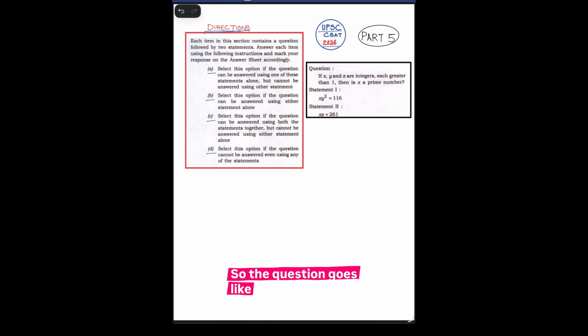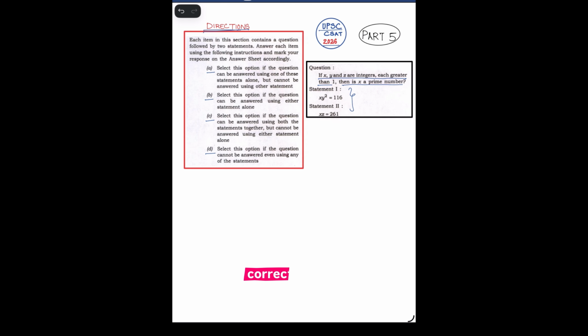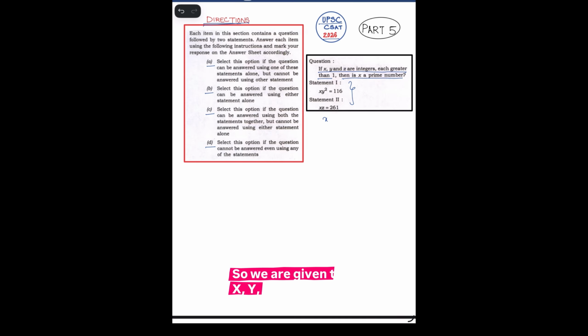So the question goes like this. If x, y and z are integers, each greater than 1, then is x a prime number? So we are given two statements based on which we have to identify the correct answer option. We are given that x, y and z are integers that are greater than 1 and we have to determine whether x is a prime number. So let us evaluate the statements one by one.